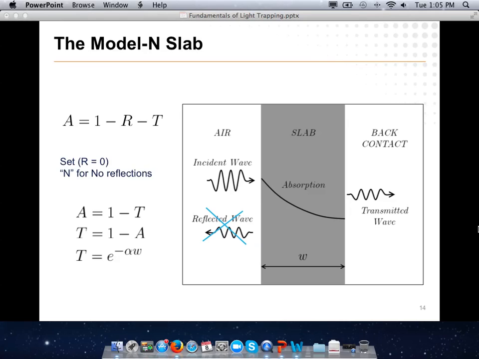So let's go into the physics of what's going on and how we can quantify light trapping. This idea came about of what's a nice way to represent light trapping in an intuitive sense. So people came out with what you call the Model N slab. The N means no reflections, like that graphic I showed you before, where a ray comes in, it gets attenuated a bit, and then some of it leaves out the other side. If there were no reflections, how much energy would be absorbed inside of that slab?